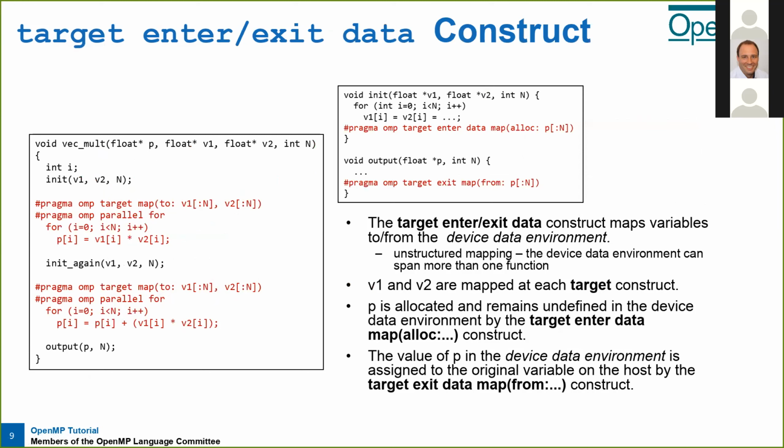Now let me explain what we can do with the target enter and exit data construct. So take a look here now at the different init and output functions. So this is saving a little bit of code, referring to the C++ example that I showed earlier. So in the init, we call pragma omp target enter data, and that performs an allocation of P on the device.